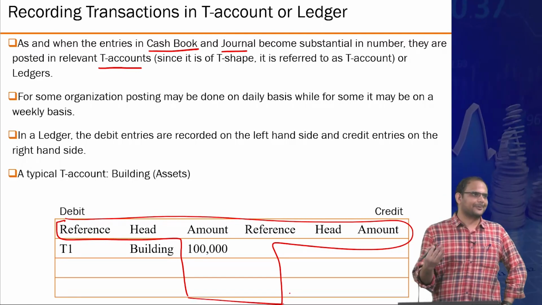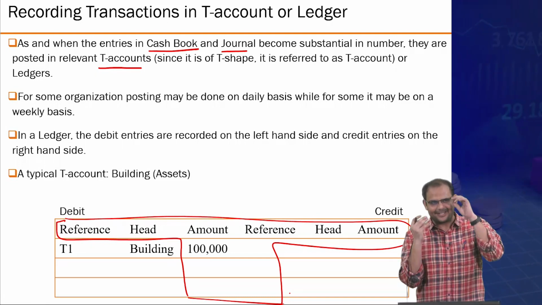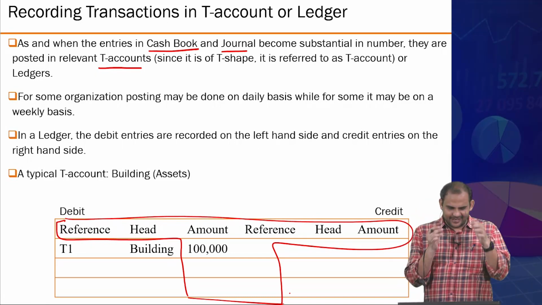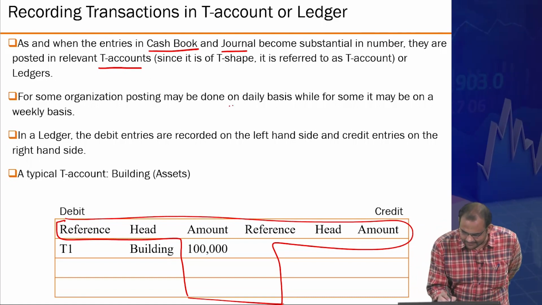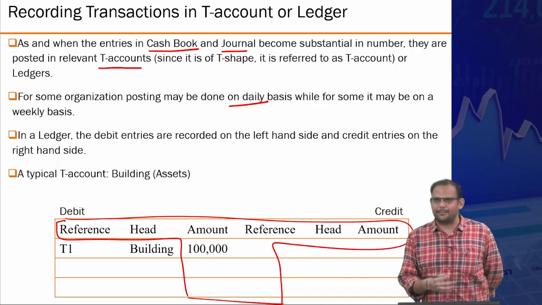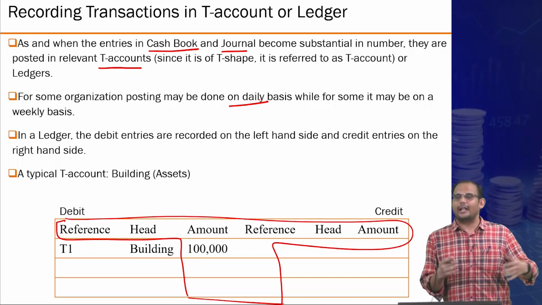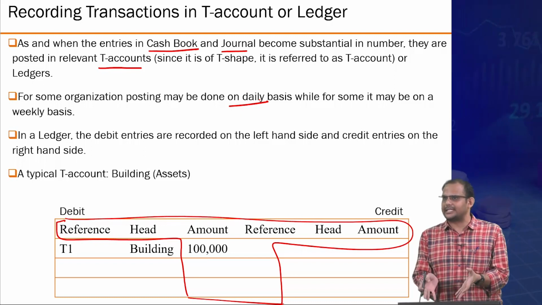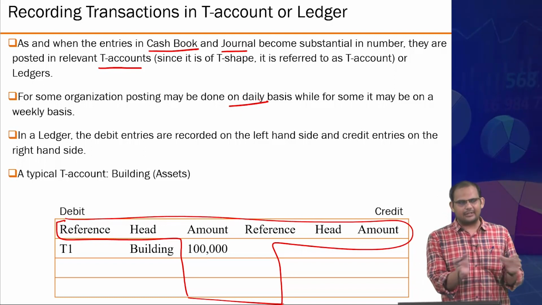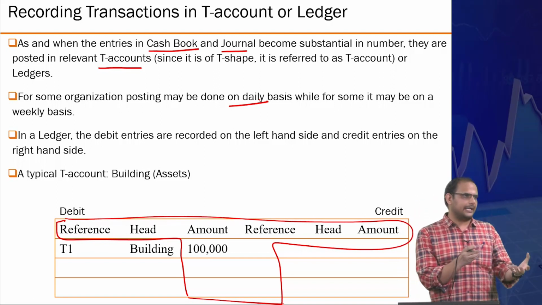This is how they try to make me understand. I'm just giving you a visual. I don't see the T, but it's called a T account. Okay. For some organizations, posting may be done on a daily basis, while for some it is on a weekly basis. So that again really depends upon the nature of your business. It could be that in a day you are having so many transactions that you need to do this exercise every day.